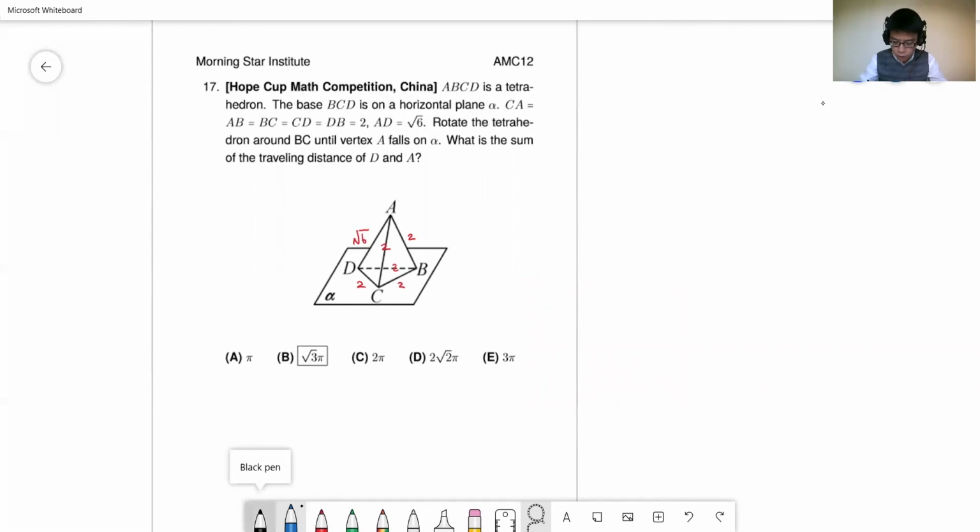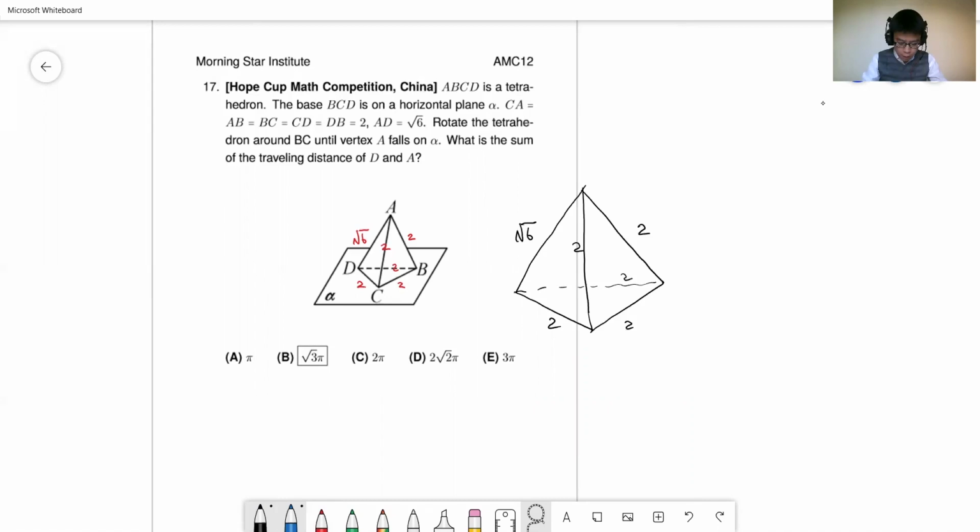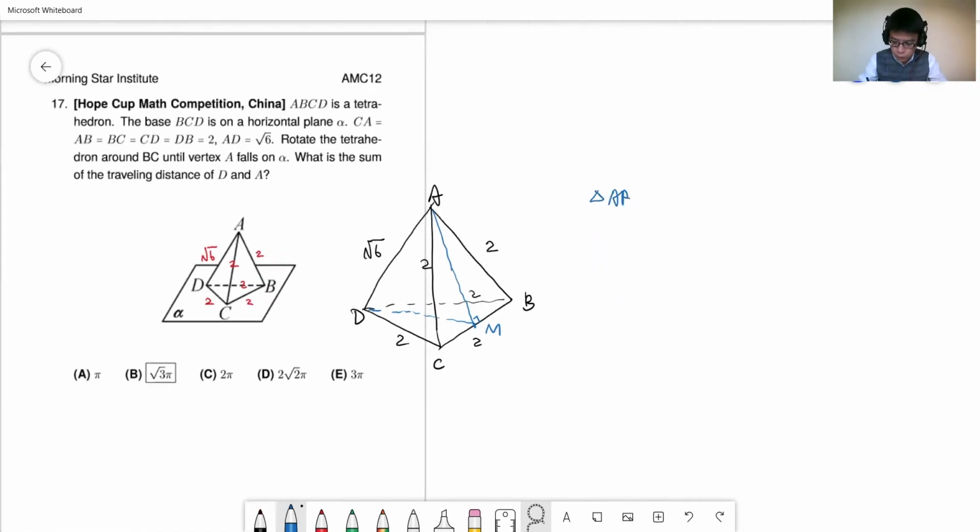Let me draw a larger picture here. Root 6, 2, 2, 2, 2, 2 everywhere. Now I pick the midpoint of BC, call it M. It should be the height, the altitude, right? And let's connect D and M, DM. And we can calculate the height AM because ABC is an equilateral triangle, and triangle BCD, they are both equilateral. That means we have AM equals DM equals root 3.